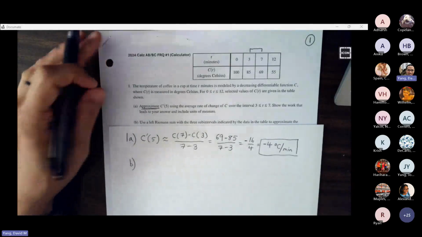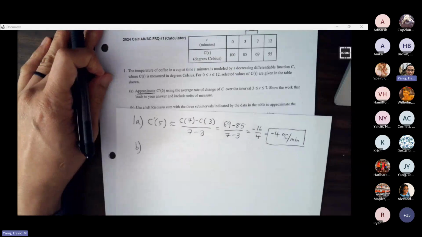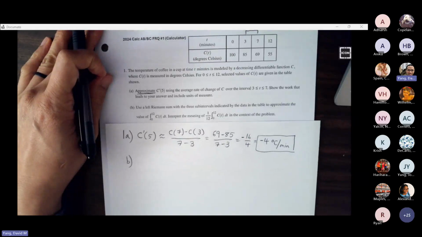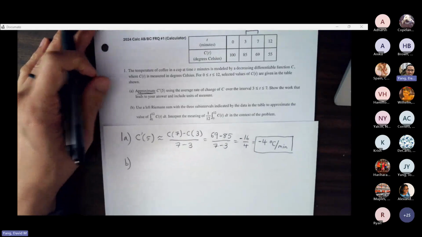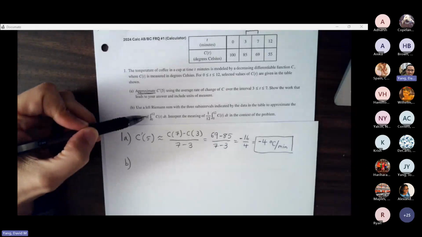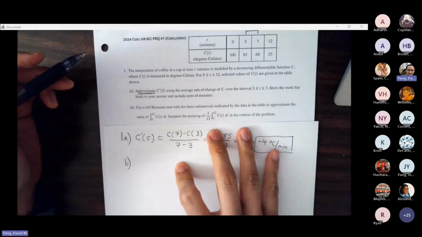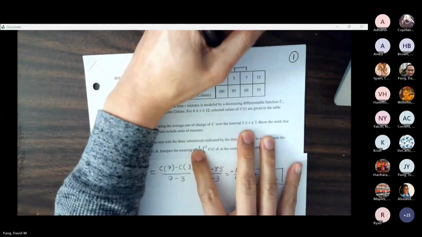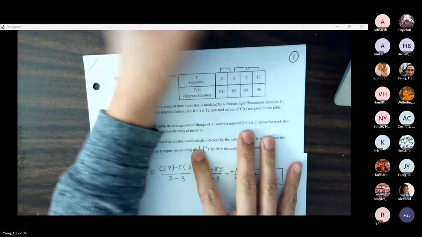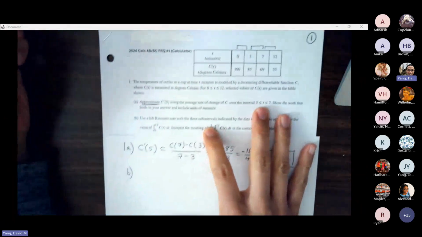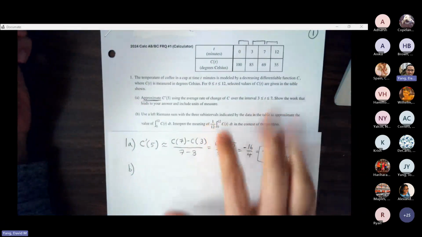Part B: use a left Riemann sum with 3 subintervals indicated by the data in the table to approximate the value of the definite integral from 0 to 12. So we'll do that first. Left Riemann sum, 3 subintervals. So we're going to add up the areas of 3 rectangles.